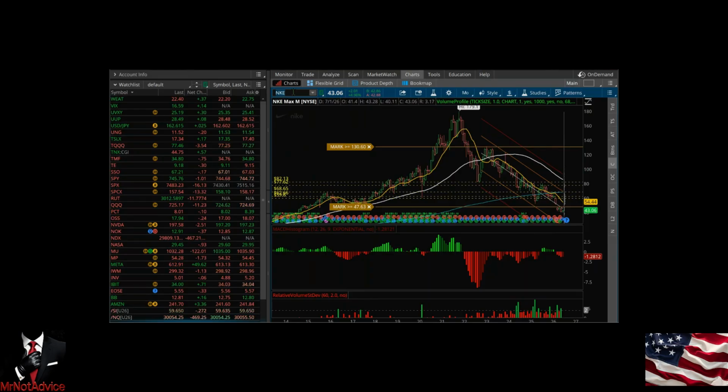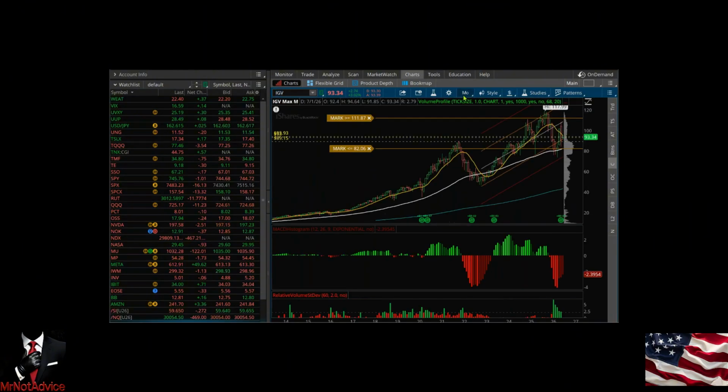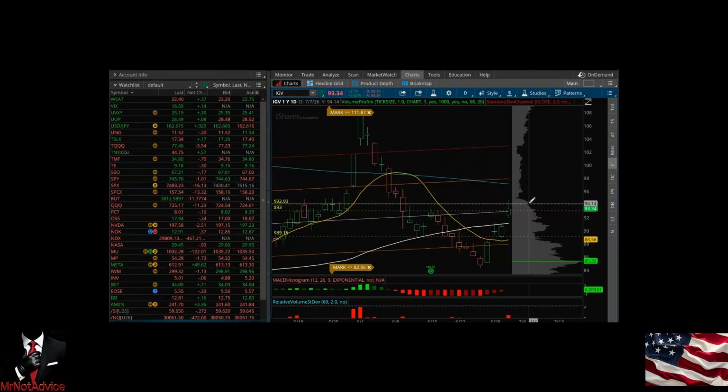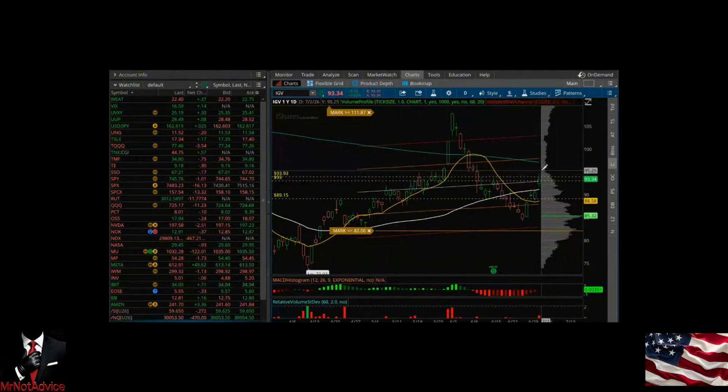Boss, could you look at IGV software index? Yeah, the thing reversed today. So ServiceNow is ripping. It's sort of a mess. Yeah, it is, especially with the 200-day sitting up there. Price could continue to go up here in a straight line. Sure. It's IGV, the software ETF. But it's more likely that there's going to be some choppiness.